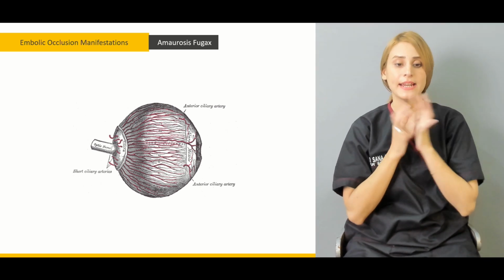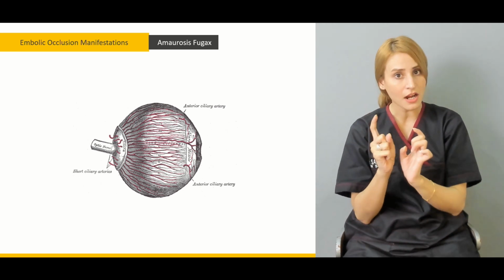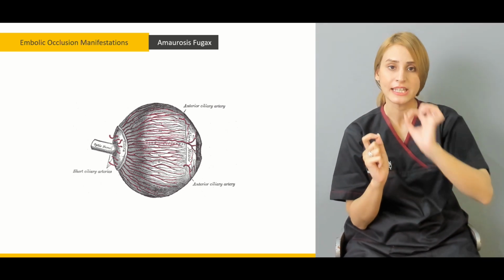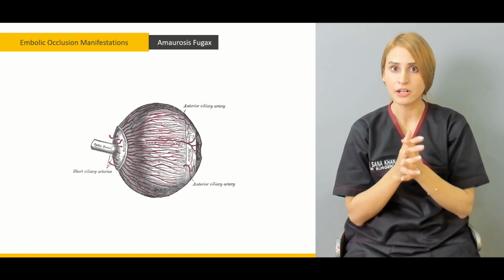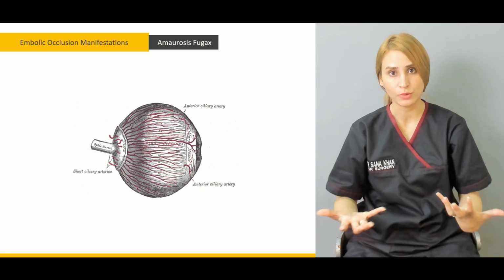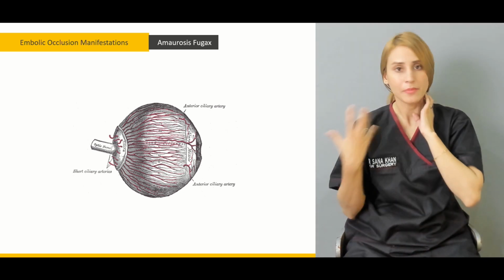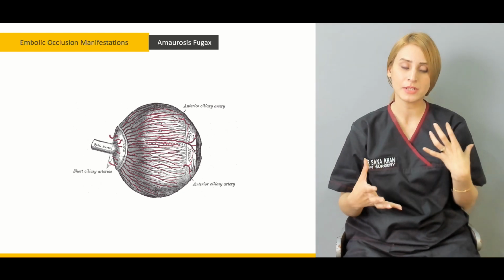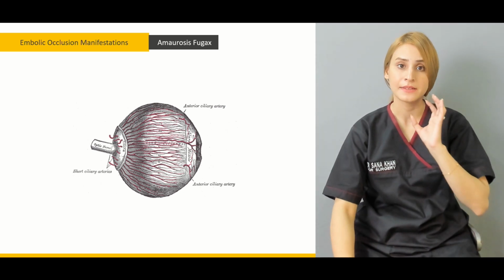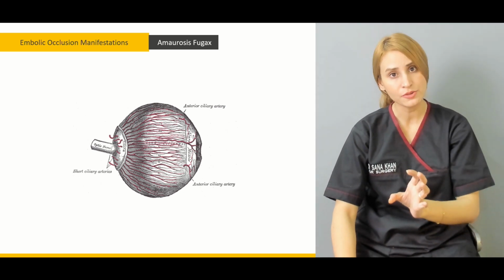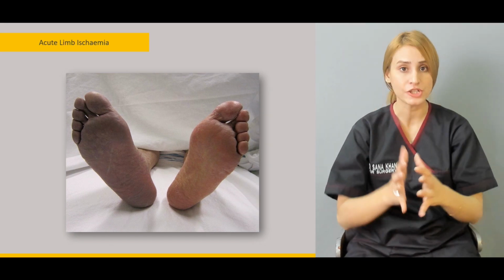So somehow if the thrombus gets dislodged in embolized form, the emboli get stuck in the central retinal artery, and all of a sudden the patient will develop sudden loss of vision. This is called amaurosis fugax, and obviously the culprit behind all this is the embolic occlusion. So the embolic occlusion in the eye, the manifestation would be acute loss of vision or acute blindness.